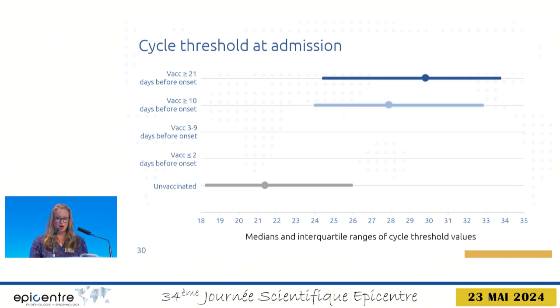Cycle threshold values were also significantly higher, indicating lower viral load among those vaccinated 10 days or more before symptom onset than patients who were not vaccinated. And compared to the two previous groups, late vaccination had less of an effect on viral load, but still resulted in a lower viral load than not being vaccinated. In summary, cycle threshold values were statistically significantly higher, indicating lower Ebola viral load among all vaccinated patients compared to the unvaccinated. These findings on cycle threshold values at admission may explain, in part, the vaccine's ability to reduce the risk of death.